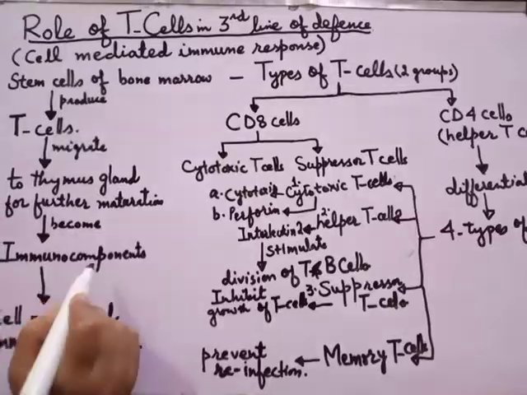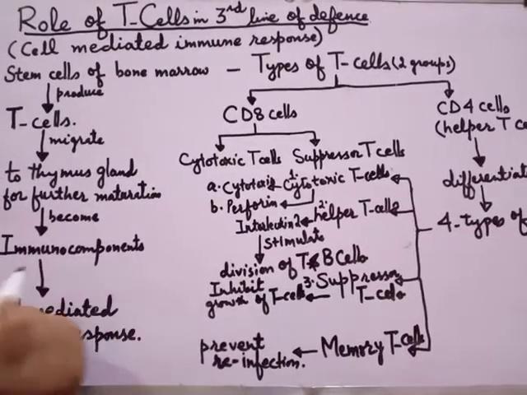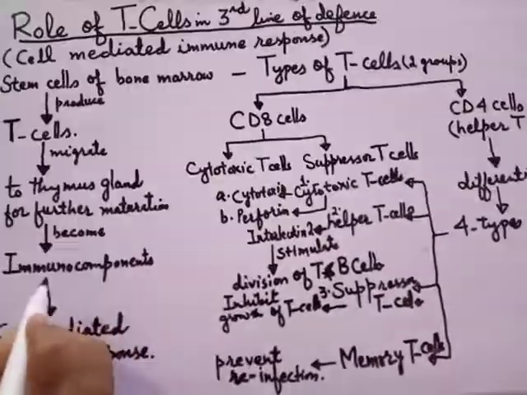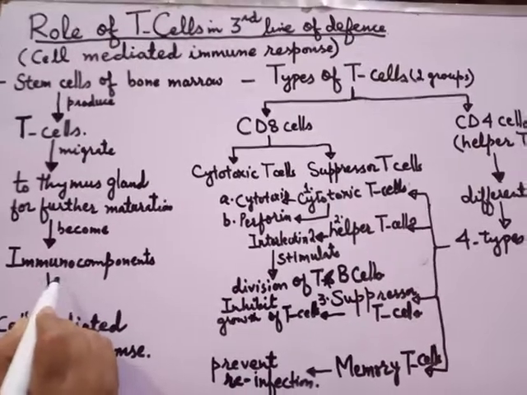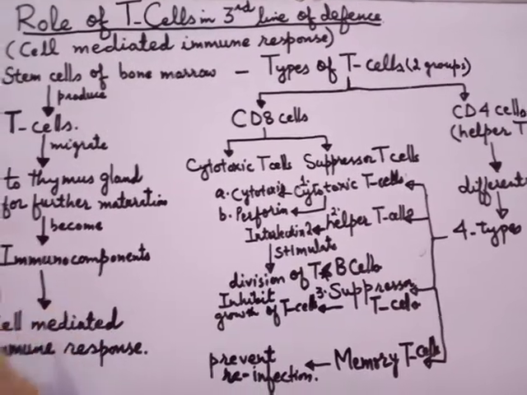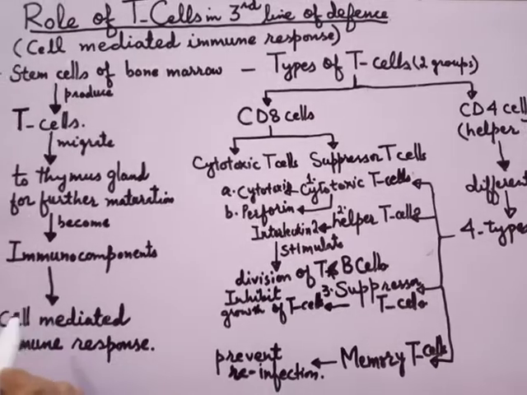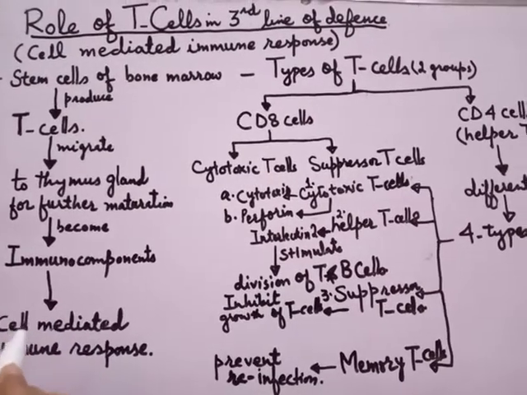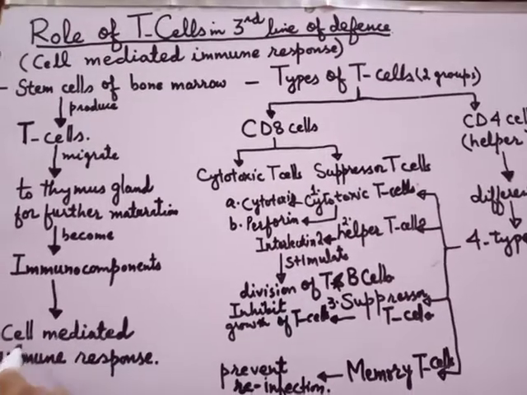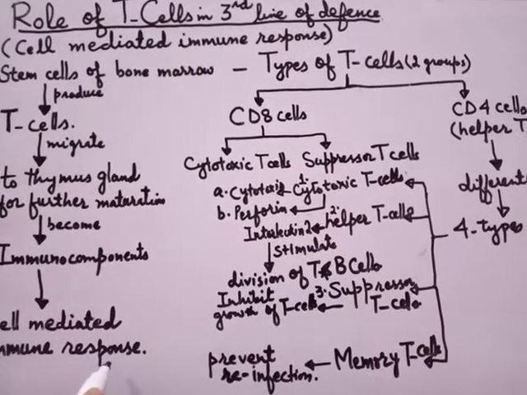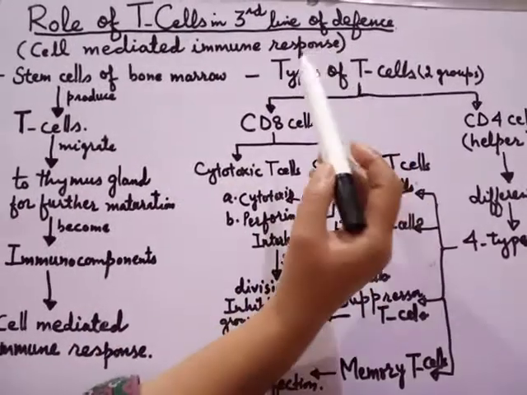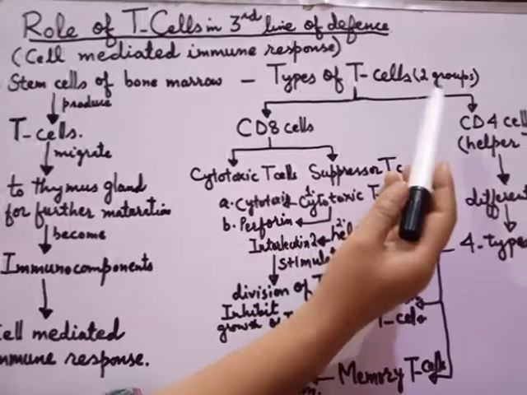Now why do we call them immunocompetent? Because these cells are capable of immunological response, and the kind of immune response provided by T cells is called what? Cell mediated immune response. Now we will discuss types of T cells.